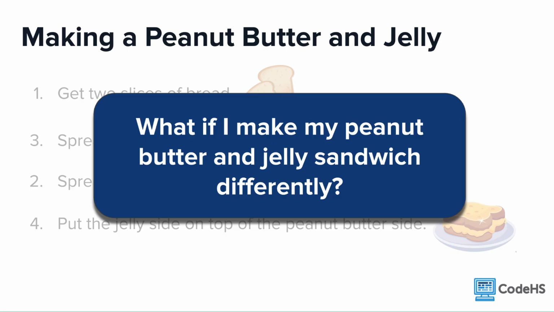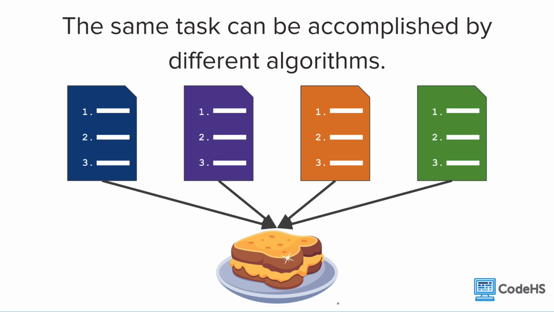While looking at these steps, you may be wondering, what if I make my peanut butter and jelly sandwich differently? Perhaps you put the peanut butter and the jelly on the same slice of bread. Or perhaps you use 1 slice of bread and fold it over. All of these are valid since you end up with a peanut butter and jelly sandwich. With this in mind, an important note about algorithms is that the same task can be accomplished by different algorithms. You'll find that this is a common theme throughout your programming journey.